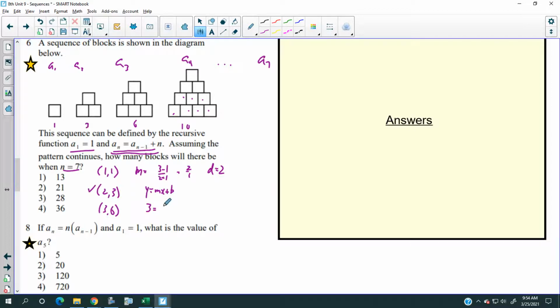3 equals 2 times 2 plus b. 3 equals 4 plus b, so b is negative 1. So the equation is y equals mx plus b, with m being the 2. Now that itself doesn't do anything for us. We have to substitute. So 2 times 7 minus 1 is 13. All right. Next one.